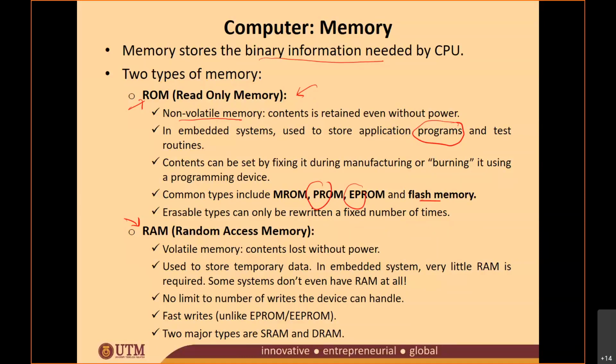The erasable type can only be rewritten a fixed number of times. So these are the ROM types: you have MROM, PROM, EPROM, and flash memory.